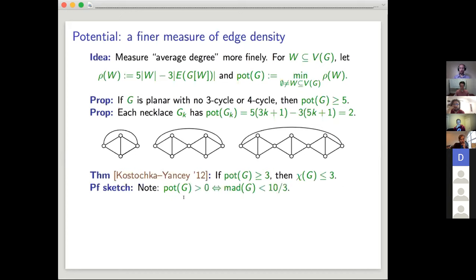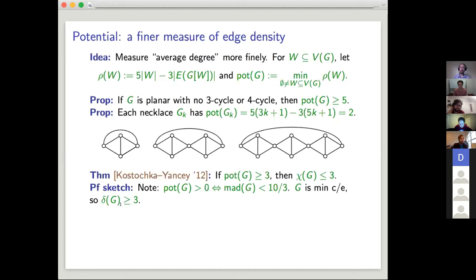So the key observation I've mentioned is that potential positive is equivalent to MAD being less than 10 thirds. And that's the intuition to keep in mind. So what we're going to do here is assume that this theorem is false, take a counterexample, and among all counterexamples, choose one that has as few vertices as possible.